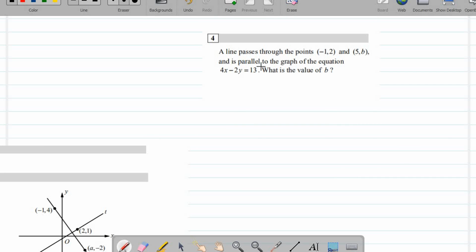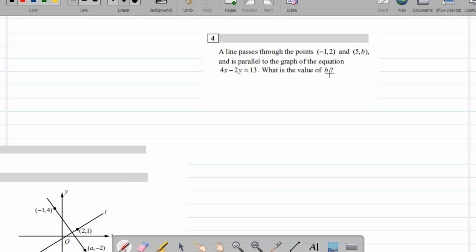Here we have a question: a line passes through the points (-1/2, 5) and (b, 2), and is parallel to the graph of the equation 4x minus 2y equal to 13. What is the value of b? So the line passes through these 2 points. If you find the slope of these 2 points, you're going to get the slope here. Remember, for the slope of the equation, you have to arrange it first into y equal to mx plus c, and whatever comes as the coefficient of x is your slope. So we're going to do that.